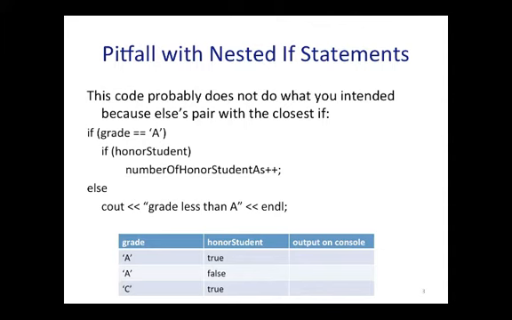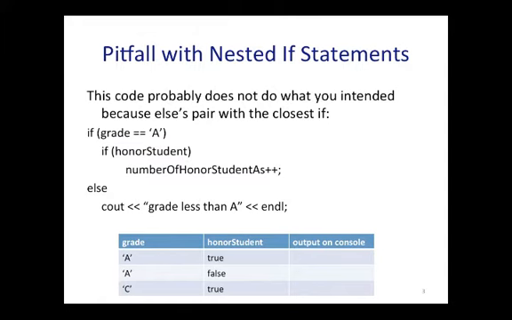This code probably isn't doing what you intended to do. So you're thinking that it's going to increment the number of honor students with A's if the person has received a grade of A, and if they're an honor student. And you're thinking, okay, if the grade's not an A, then you're just going to cout grade less than A. And it's not going to quite output what you think it is. So let's just trace through to show what's going to happen.